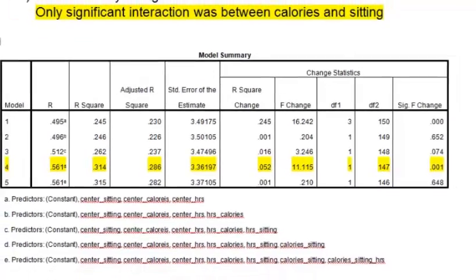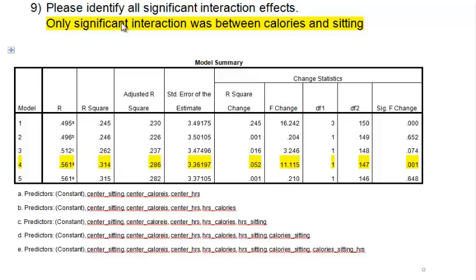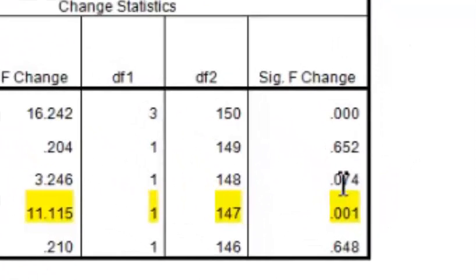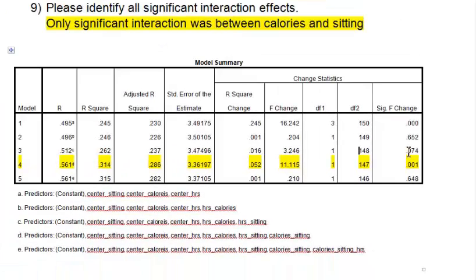It was close. All right, here's question number 9. Identify all significant interactions. I think we just did that with number 8, accidentally, of course. But the only significant interaction between the predictors was our 4th model, and that was the one that had the 3 centered variables and the interaction term between calories and sitting. So calories and sitting, definite significant interaction. And if you look at number 3, right, this is relatively close to 0.05. So it's a little bit borderline between the interaction between hours and sitting.